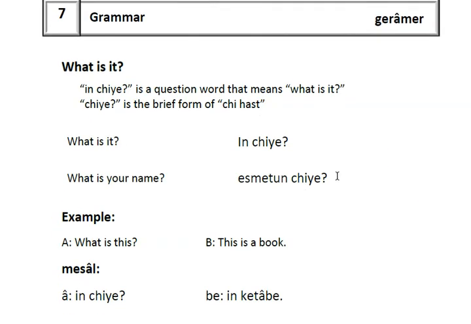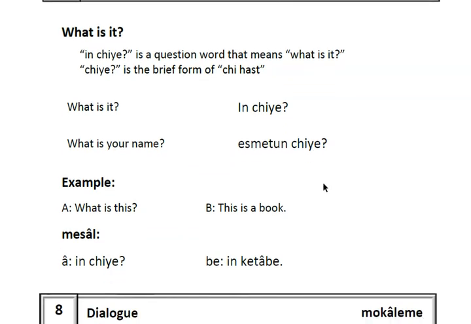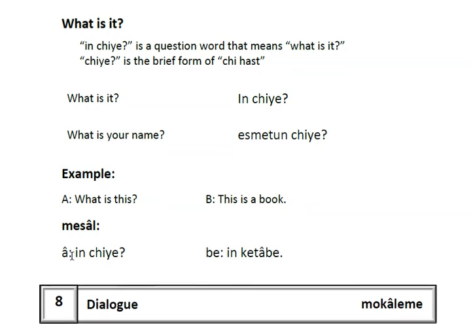Okay, next page, grammar. What is it? In Persian, we say این چیه. اسمتون چیه. What's your name? اسمتون means your name. So this is for asking questions. مثال, example. این چیه. این کتابه. This is a book. کتاب, book. این چیه. What is it?